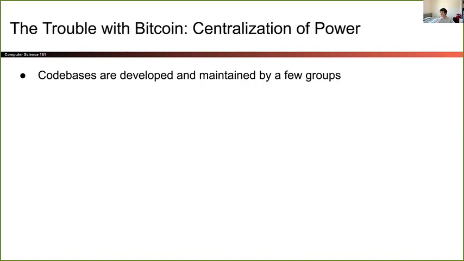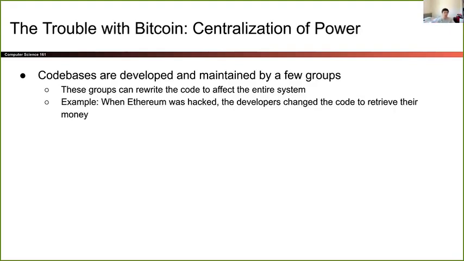Another centralization of power has to do with the code base itself. Someone has to write the code for Bitcoin, and this is generally maintained by some group out there. In theory, these groups have control over the code. So while they don't have control over the network itself, they have control over the code that runs the network. For example, for Ethereum, which is another cryptocurrency with a couple extra features, when they were hacked, the developers just updated their code to get their money back, which seems to go against the entire point of cryptocurrency. The point of cryptocurrency is no one has the control to do this, but if you can update the code that everyone's running, suddenly you do have this control.